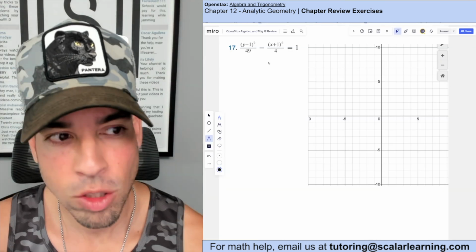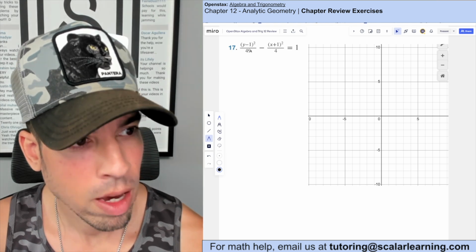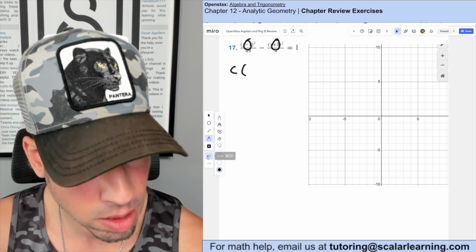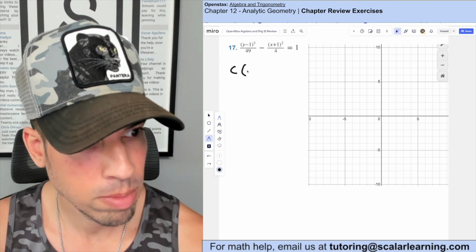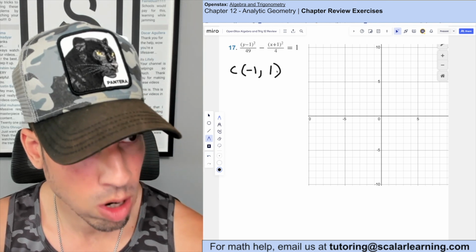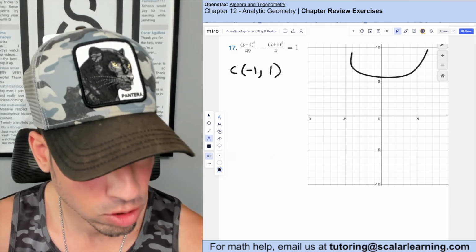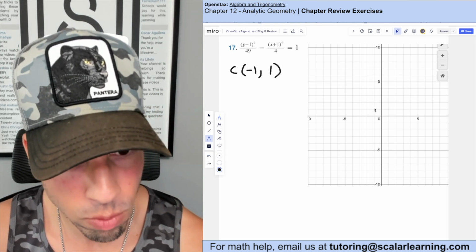So for this one, we're meant to graph the hyperbola, and we're going to start by identifying the center, which is the opposite of this, comma, the opposite of that, right? The xy. So it's going to be -1, comma 1. And since y is first, we know this is going to go up and down like so. So here's our center at -1, 1.